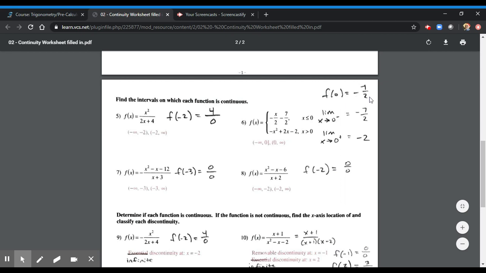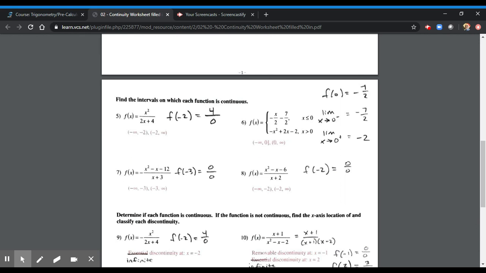f of 0 is equal to negative 7 halves. So the limit as x approaches 0 from the left-hand side is negative 7 halves. But the limit as x approaches 0 from the positive side, or the right-hand side, is equal to -2. So there is no continuity at 0. So from negative infinity to 0, and then from 0 to positive infinity.